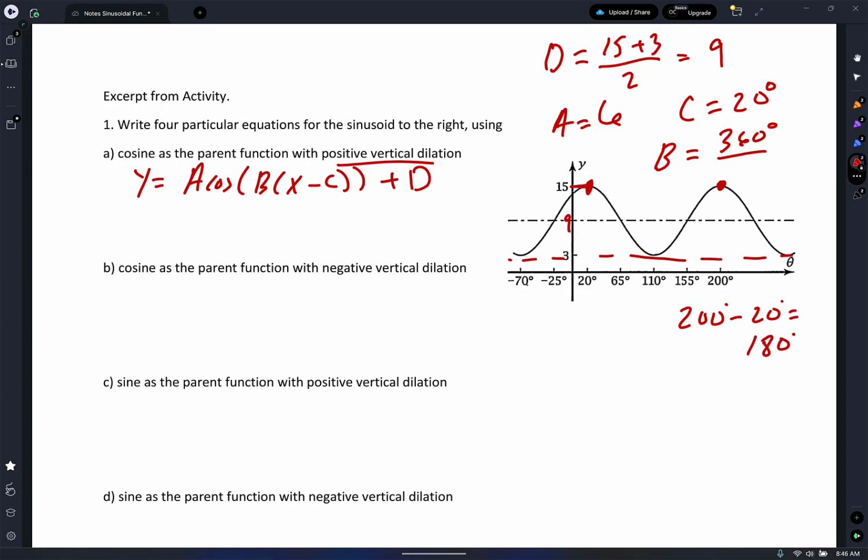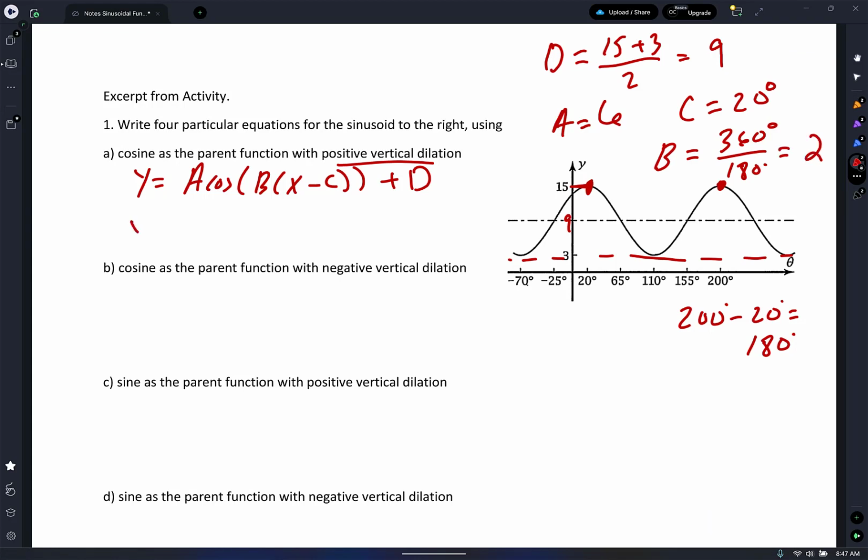180. Good. What's the period, guys? How long it takes to do one complete cycle. So from one max to the next max, or for one point of inflection increasing to the next point of inflection increasing. So there it is. I got everything I need. 360 divided by 180 is 2.